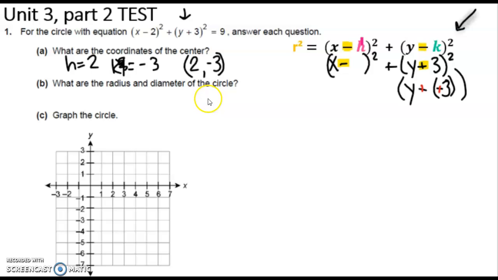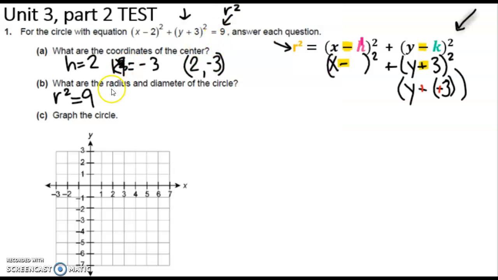Now for B, what is the radius and diameter of the circle? So r squared, remember r stands for radius. Well, for us, then r squared is that 9, okay? So r squared is equal to 9. Now, that doesn't mean that my radius is 9, okay? It means that the radius squared is equal to 9.